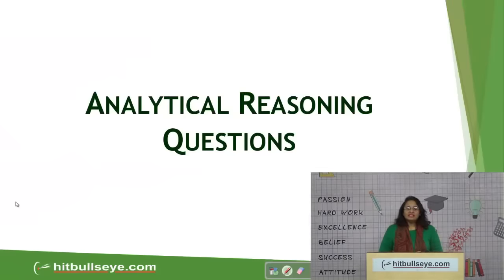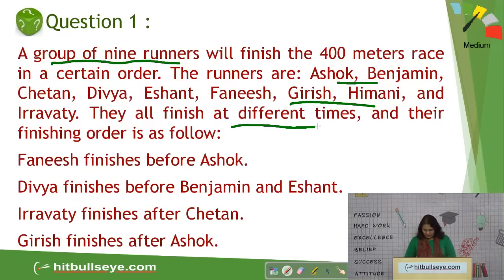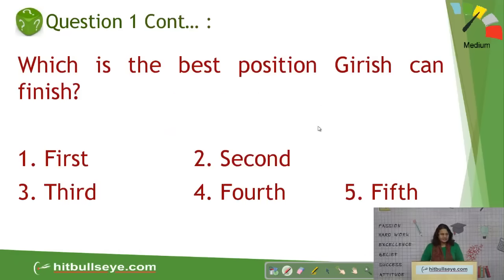Now the decision making section has got analytical reasoning problems as well. A very typical analytical reasoning question could be something like this. So there you have a group of 9 runners, and the runners are Ashok, Benjamin, Girish, Himani. They all finish at different times and their finishing order is as follows. Before taking this into account, let's take a look at what the question stem is. Which is the best position Girish can finish?